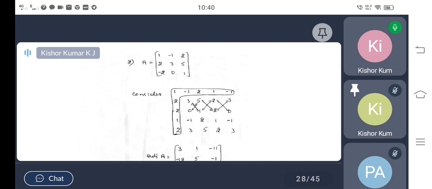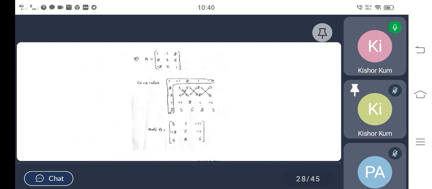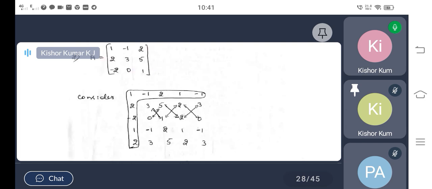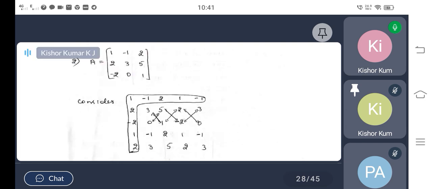First, I should consider the given matrix as it is. Just observe, student. I will write the matrix as it is: 1 minus 1 2, 2 3 5, minus 2 0 1. I am going to change the color so you can easily observe it.